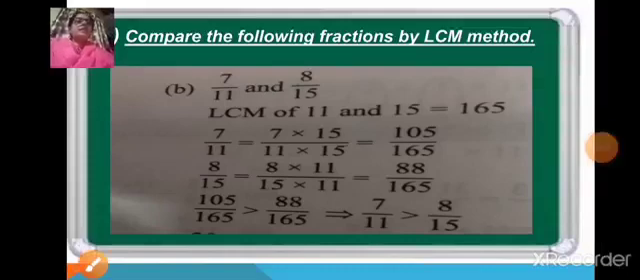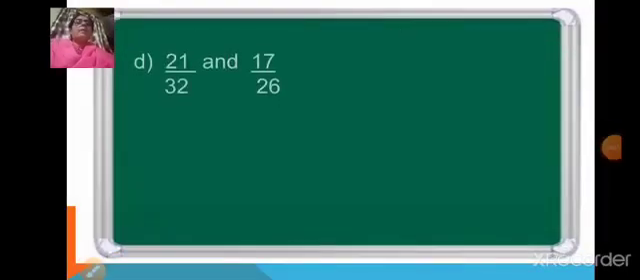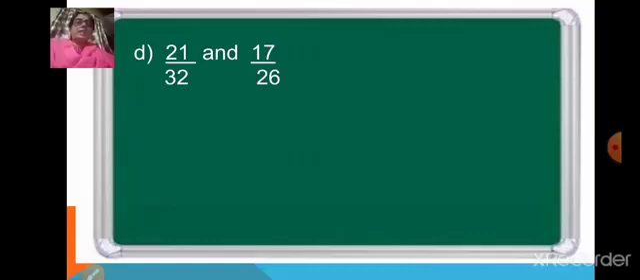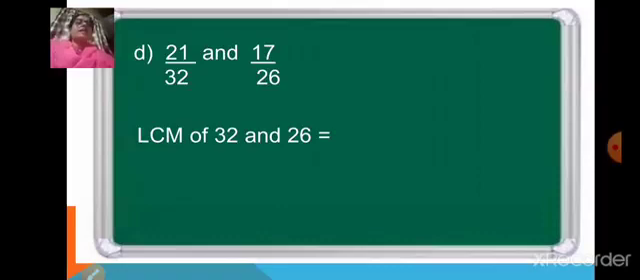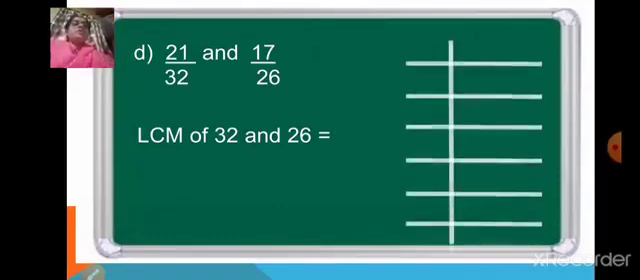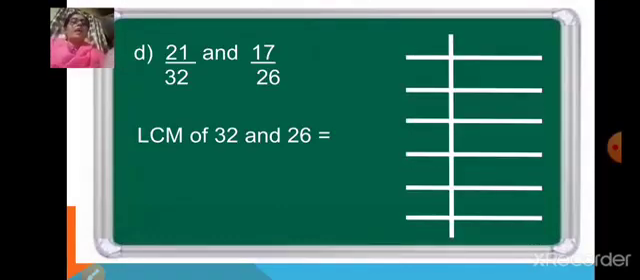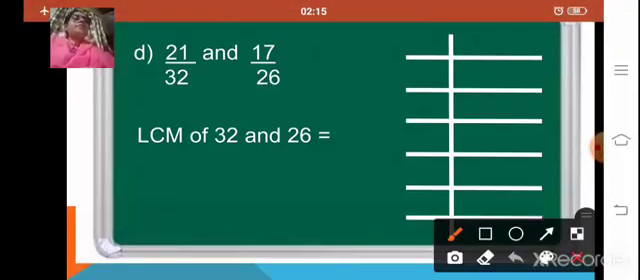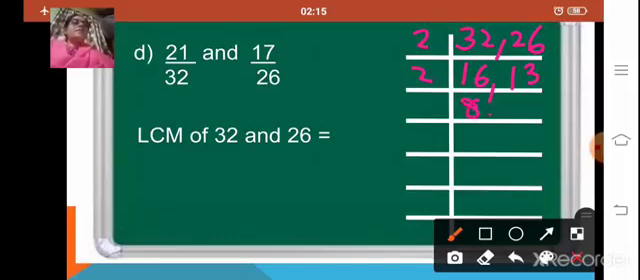Coming to the next sum, 21 upon 32 and 17 upon 26. So the first step is, you will find the LCM of 32 and 26. So let us find the LCM first of 32 and 26. So I'll write the number here, 32 and 26. So it is divisible by 2. 2 6s are 12. 2 1s are 2. 2 3s are 6. 2 8s are 16. 13 will remain as it is.